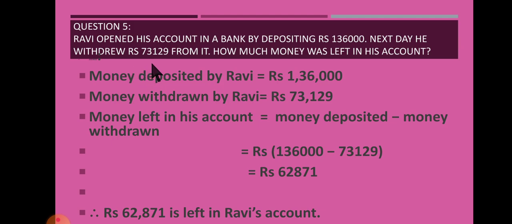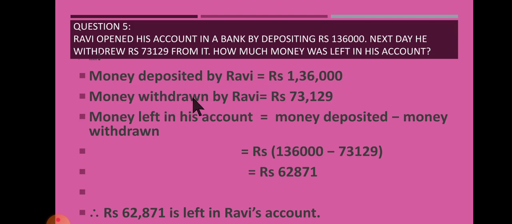So rupees 73,129 from it. From it means from this amount. From the 1,36,000 amount that he deposited, from this account, he withdrew 73,129. How much money was left in his account? So starting he had this much money, then he took out some from this money. So what to do? We do subtraction.